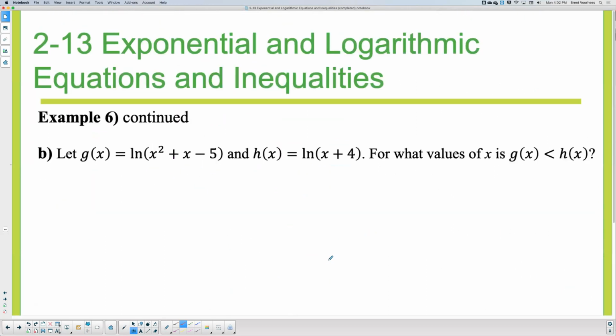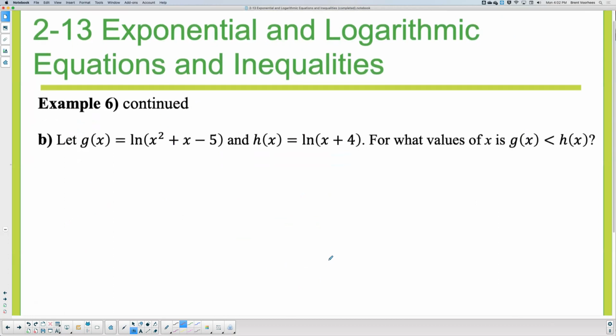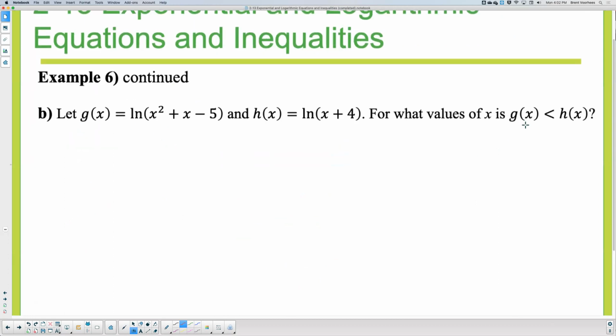So because that was a lot, let's try another one. What if we want to know where g of x was less than h of x given these two functions? So the algebra here, I'm going to substitute in the natural log of x squared plus x minus 5. And I want to know where this is less than the natural log of x plus 4.